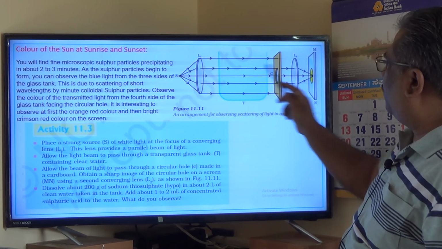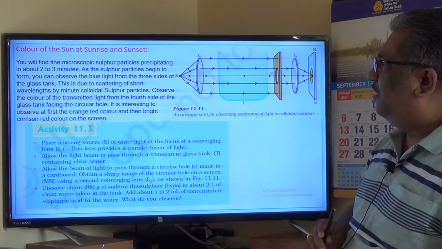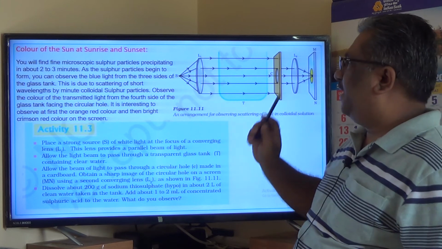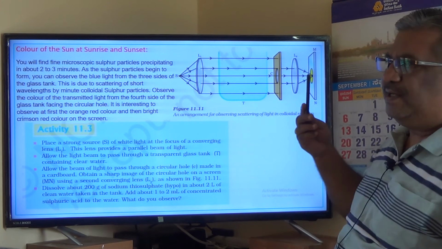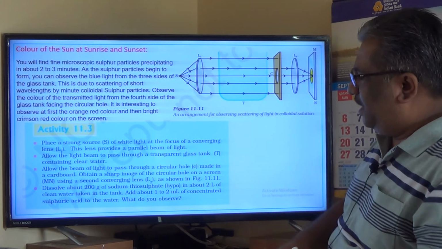Image of the source of light on this screen, whereas you can see the blue color over here. So this is due to atmospheric scattering, and exactly the same thing happens during the sunrise and sunset, which we'll see in my next slide.